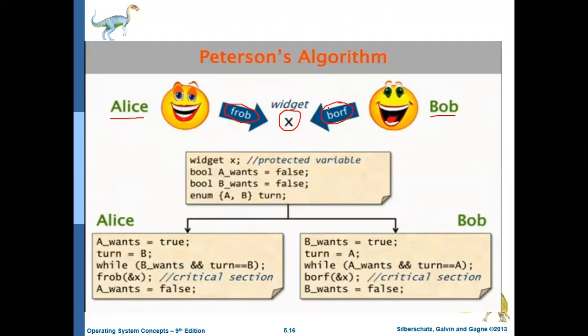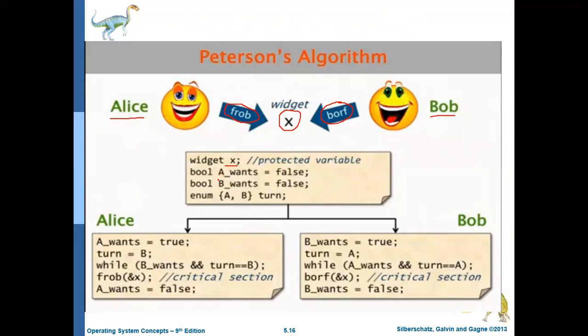Now, as this is a shared variable, if these two processes execute concurrently, then x will become inconsistent. So to ensure that x does not become inconsistent, we can use Peterson's algorithm here. So how it works, let us see. This x is the shared variable which is commonly shared between Alice and Bob.